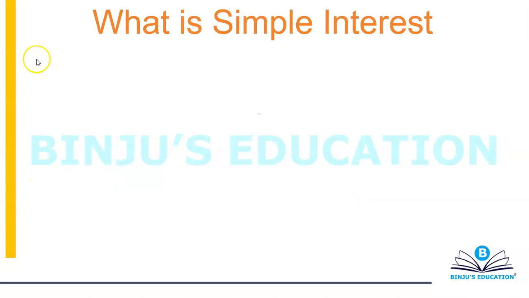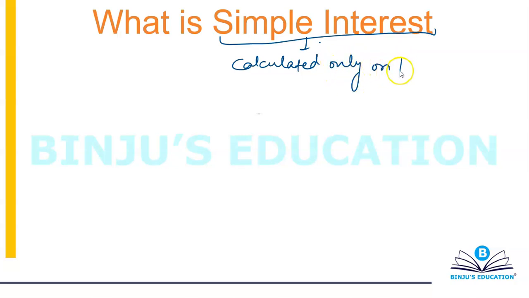Now, when you talk about the term simple interest, we already know the meaning of the term interest. So what is simple interest? Simple interest is an interest which is calculated only on the principal amount. Or let me be a bit more specific: which is calculated only on the initial principal amount.